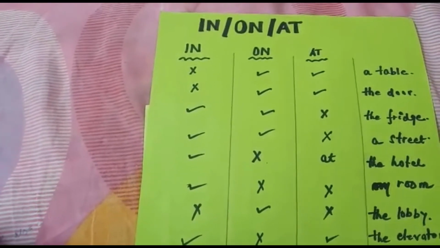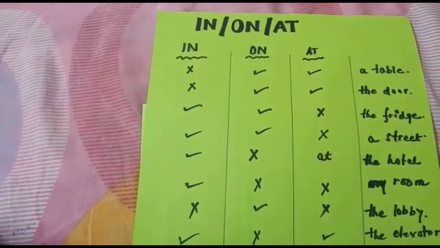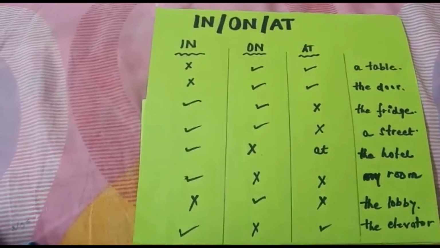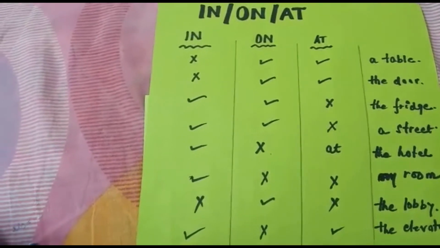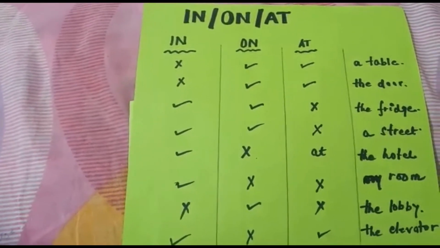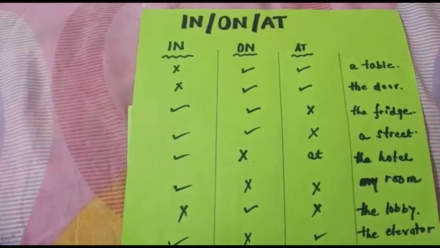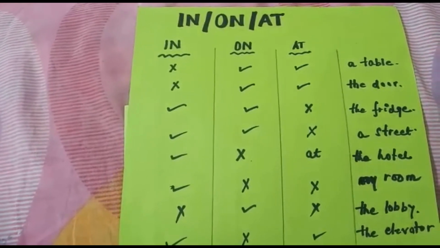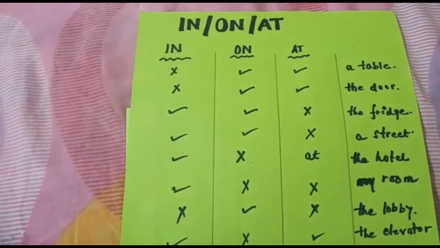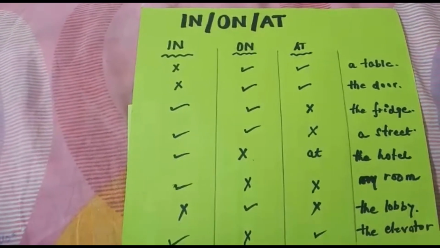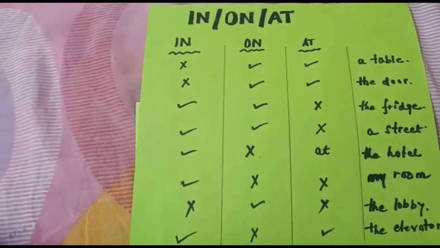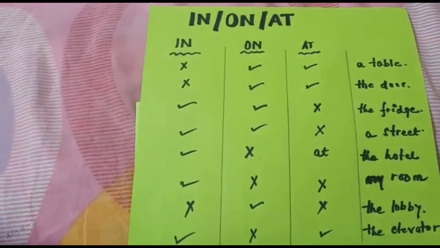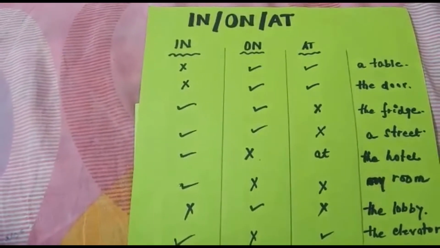"On" we use when one object touches the surface of another object. I have already discussed this in my last video. Still, we need to recapitulate things. That is why I am telling you. For example, three bottles are kept on the table. It means the bottles are touching the surface of the table. And as I told you, we use "on" when one object touches the surface of the other object. So, now I think in, on, at is clear to you.